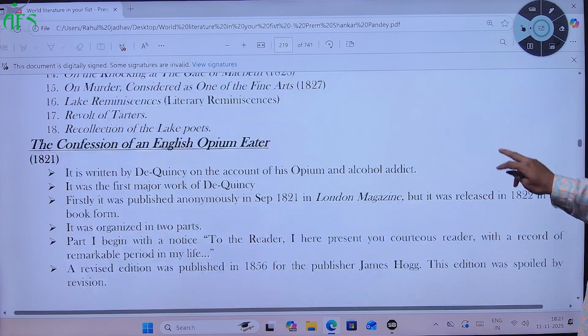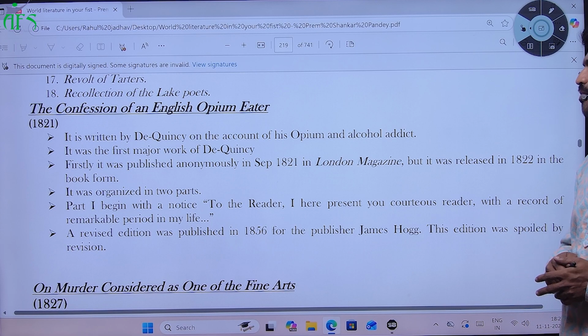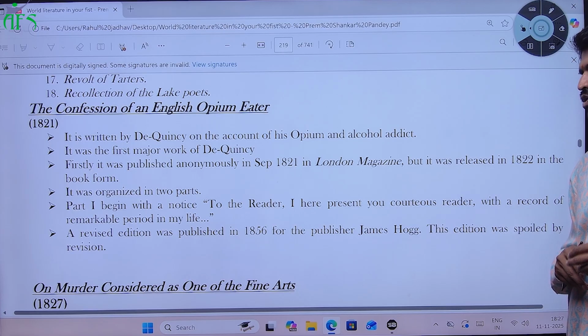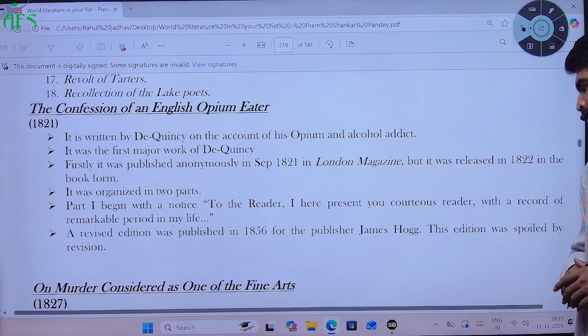Now, looking at his major works, The Confessions of an English Opium Eater was written by De Quincey on the account of his opium and alcohol addiction. It was the first major work of De Quincey. It was first published anonymously in September 1821 in the London Magazine, but was released in 1822 in book form. It was organized into two parts. Part 1 begins with a notice to the reader: I here present you, courteous reader, with a record of a remarkable period in my life. A revised edition was published in 1856 for the publisher James Hogg. The edition was spoiled by revision particularly.